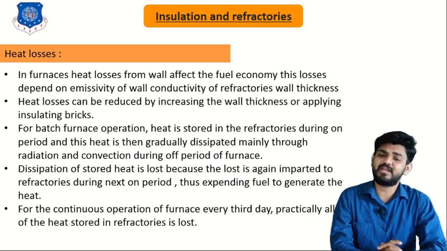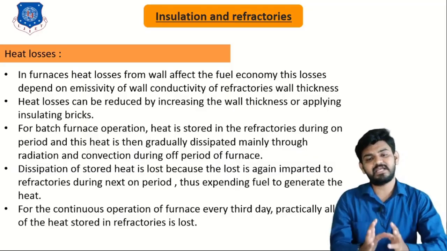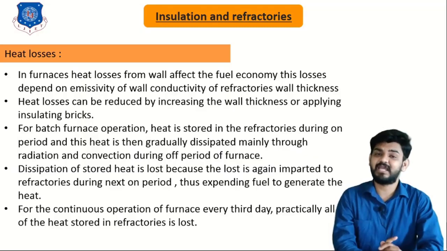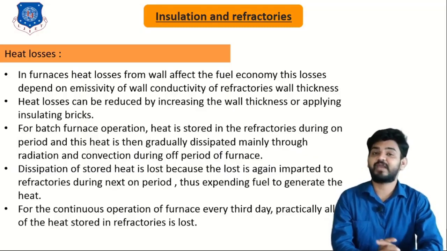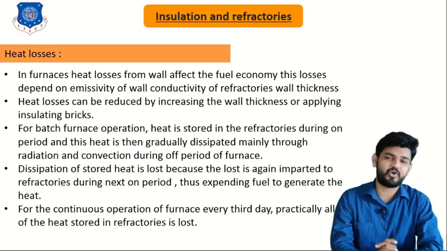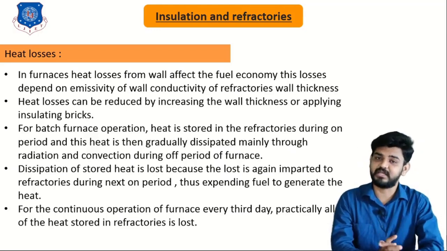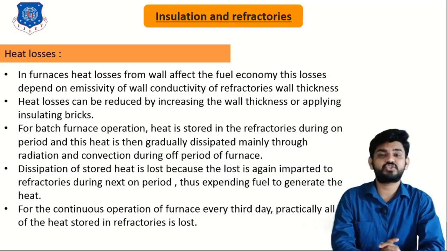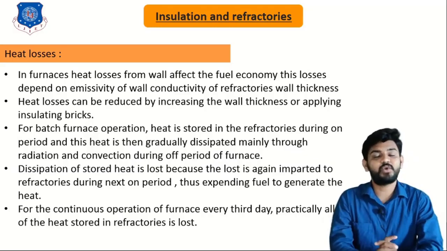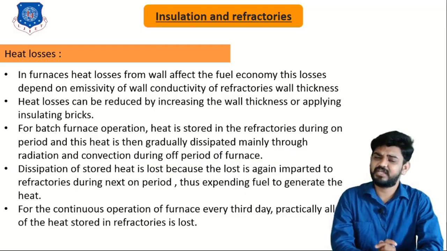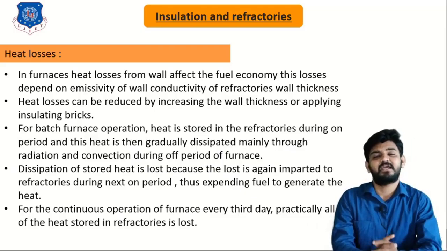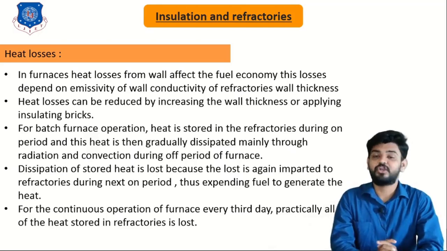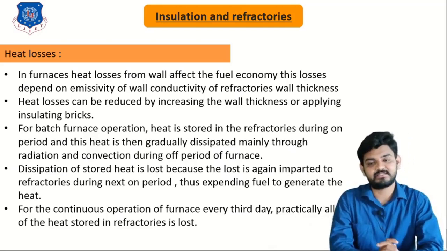Heat losses can be reduced by increasing the wall thickness or applying insulation brick. So in order to restrict this heat loss, what we can do is increase the thickness of insulation or provide refractory bricks. For batch operation, the heat is stored inside the refractory during the on period, and this heat is gradually dissipated into the surroundings, mainly through radiation and convection, during the off period of the furnace.